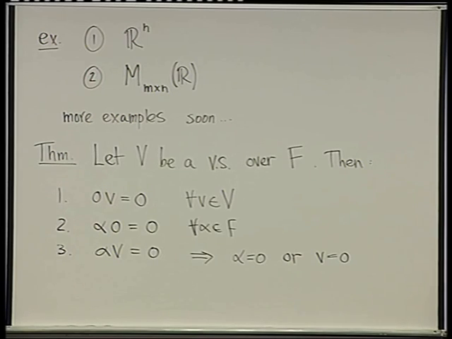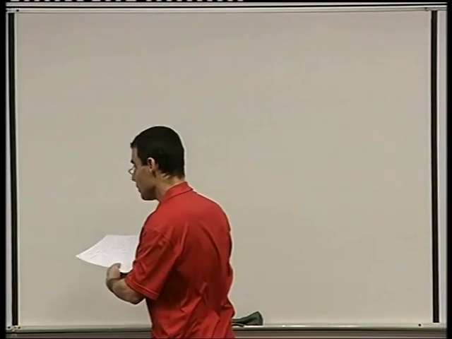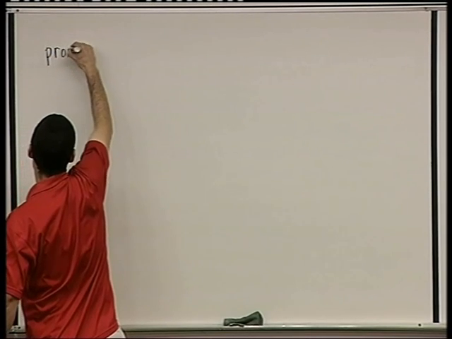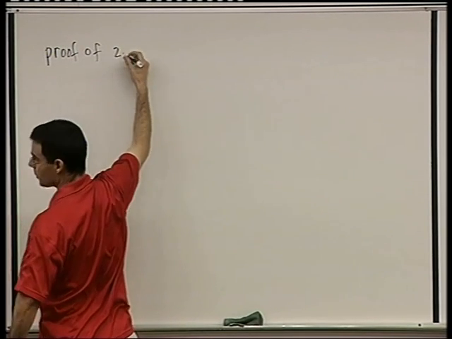So I think by now we can erase these properties of Rn, because we rewrote them abstractly, and now we have an extra board. Okay. So let's do some proofs. So, proof of 2, for example.